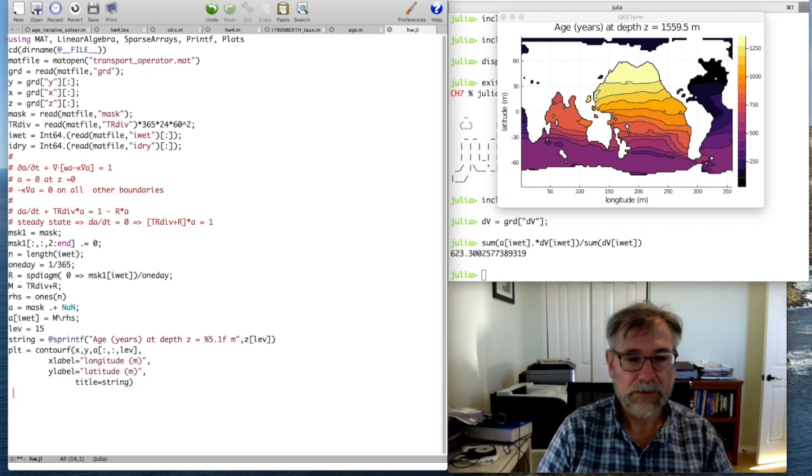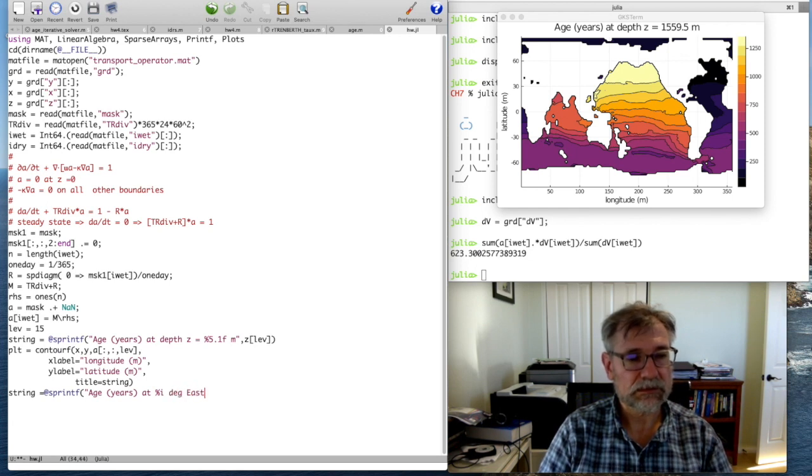Alright, so string, I'm going to start and just copy what I did before. At sprint, f age in years at %i. So this is a formatting for an integer.